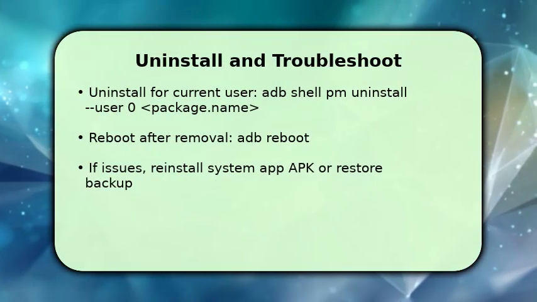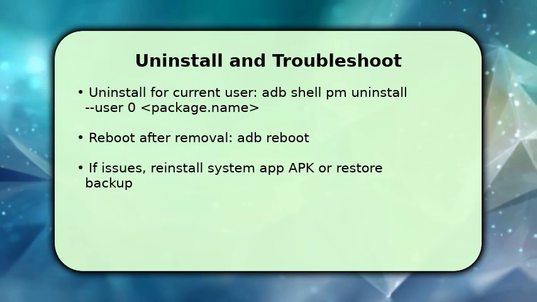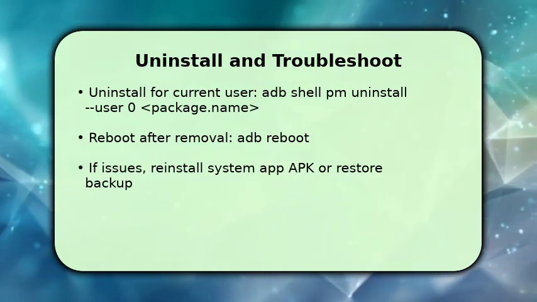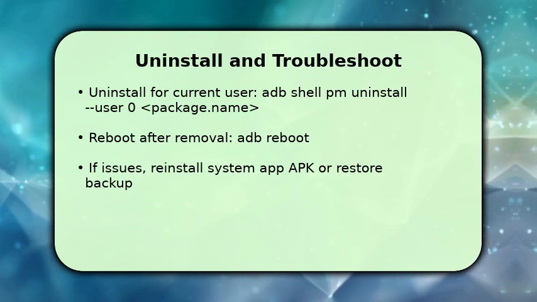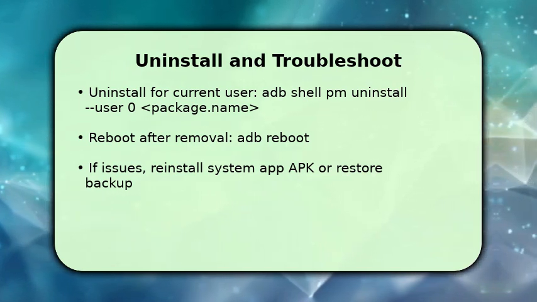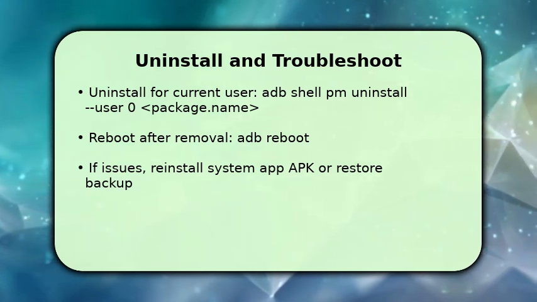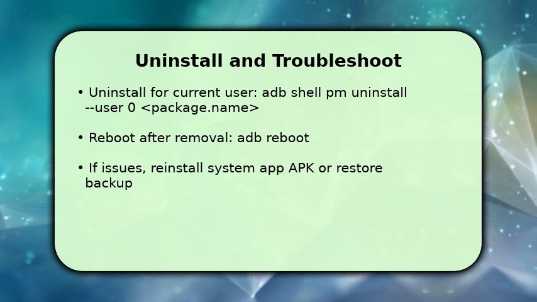You finish by permanently removing the bloatware for the current user. Run adb shell pm uninstall --user 0 package name. This does not require root and is reversible by reinstalling the APK or factory resetting. After uninstalling, reboot the device to let services stabilize.